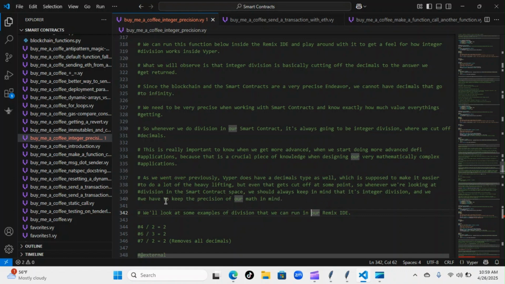Now, when we come back tomorrow, we're going to start looking at some examples of division and how the decimals get cut off inside of our Remix IDE. But of course, I will keep you posted every step of the way.